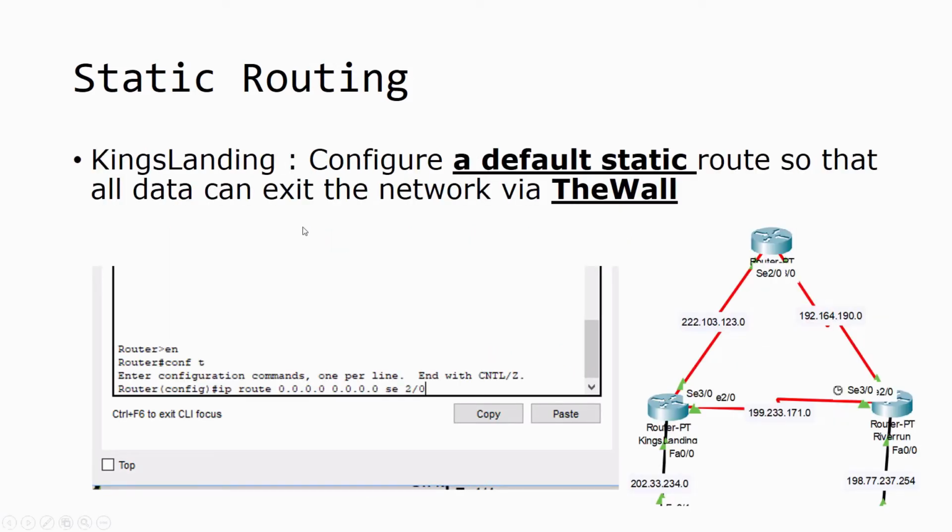This is one of the router instructions in our activity, which says to configure a default static route so that all data can exit the network via the wall. So this router is the wall, and this is the router where we need to configure routing. We come to this router and type ip route 0.0.0.0, the default IP address, and 0.0.0.0. This router is connected to the other router through interface serial 2/0, so we type serial 2/0 as the interface.